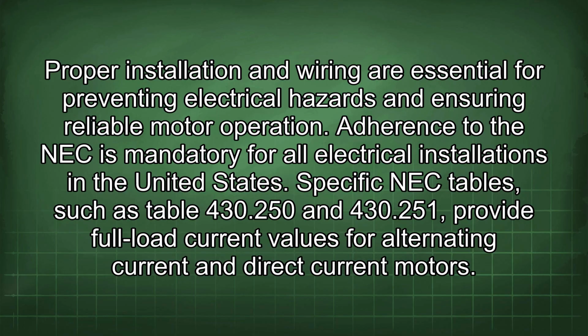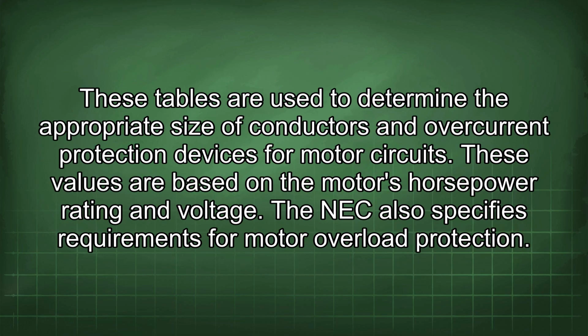Specific NEC tables, such as Table 430.250 and 430.251, provide full load current values for alternating current and direct current motors. These tables are used to determine the appropriate size of conductors and overcurrent protection devices for motor circuits. These values are based on the motor's horsepower rating and voltage.